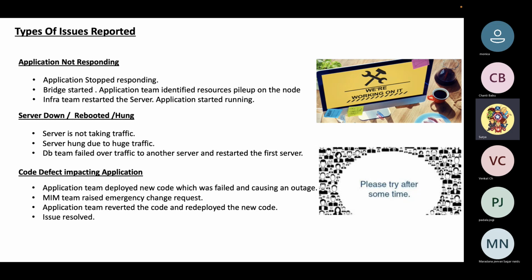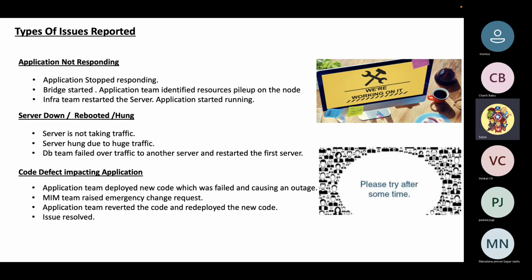When they diagnosed the issue, they identified that regularly 100 people are using WhatsApp, but at that point of time 500 people were using it. That caused the traffic to pile up, meaning increased traffic on the servers. The only resolution you have is to restart the server. You simply restart the server, that clears everything, and everybody can now access WhatsApp. So that is the application not responding.